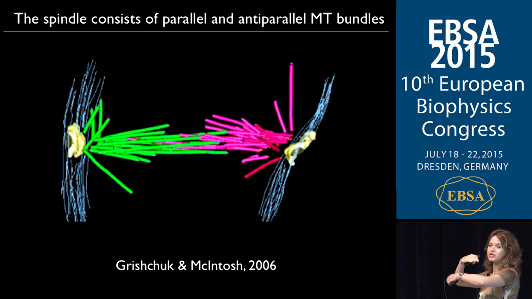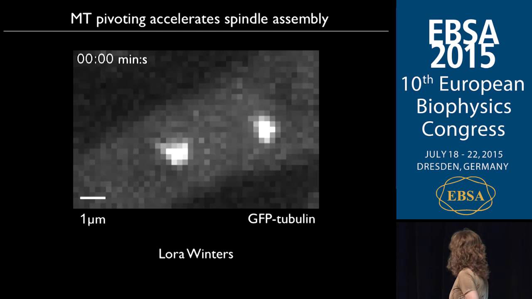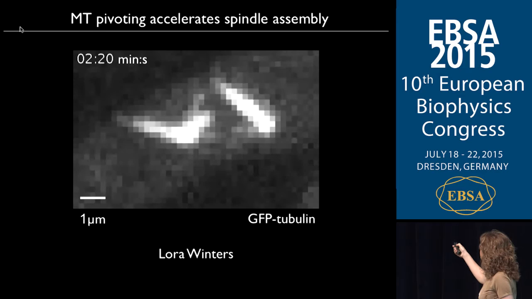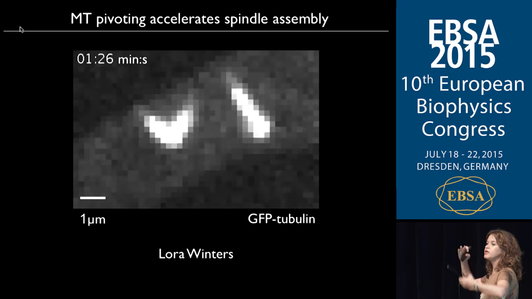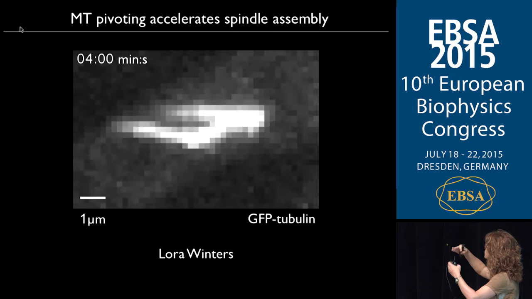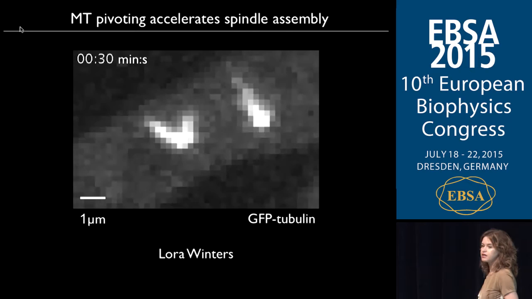And how do these bundles form? We think that the pivoting motion of the microtubules also helps these processes, and we are studying this now. Here you can see the spindle assembly in yeast. Tubulin is shown here in white. This is one spindle pole, and this is the other spindle pole. You see how the spindle assembles and how the microtubules perform angular motion during the spindle assembly. You see this microtubule and this microtubule, they both rotate until they meet each other, and then they pivot even further to make a spindle here between the spindle poles.